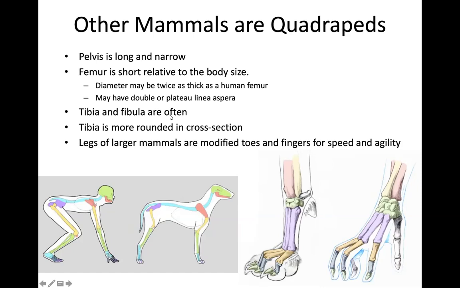The tibia and the fibula are often fused, as I said before. And the tibia, which is the larger of the lower leg bones, is often more rounded in cross section. The legs of larger mammals have modified toe bones. So typically you'll see, rather than this kind of dog bone, sometimes just fused together metacarpals, metatarsals, things of that nature, rather than individual ones like we have. And the reason they have that is for speed and agility.